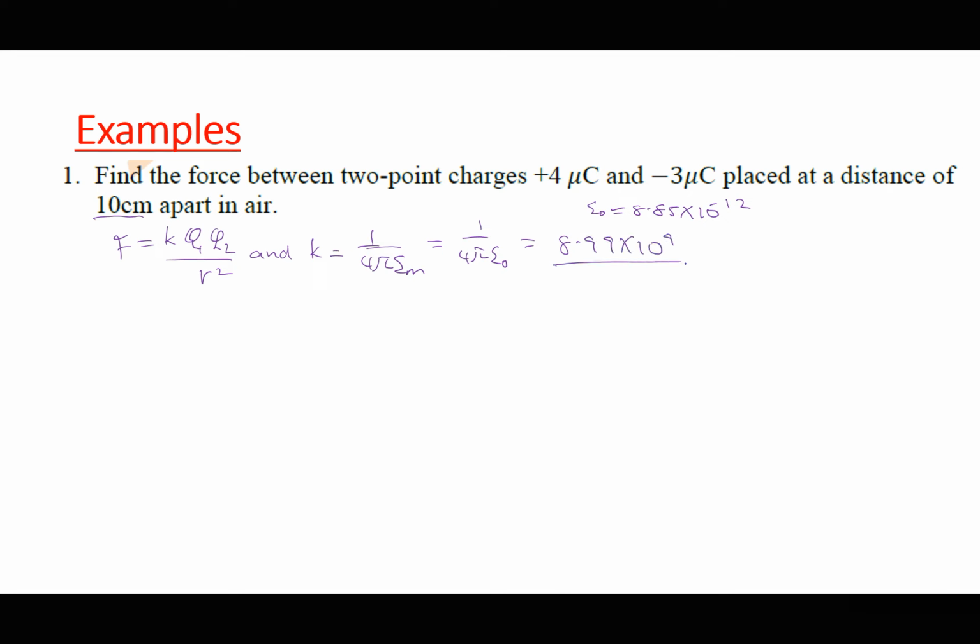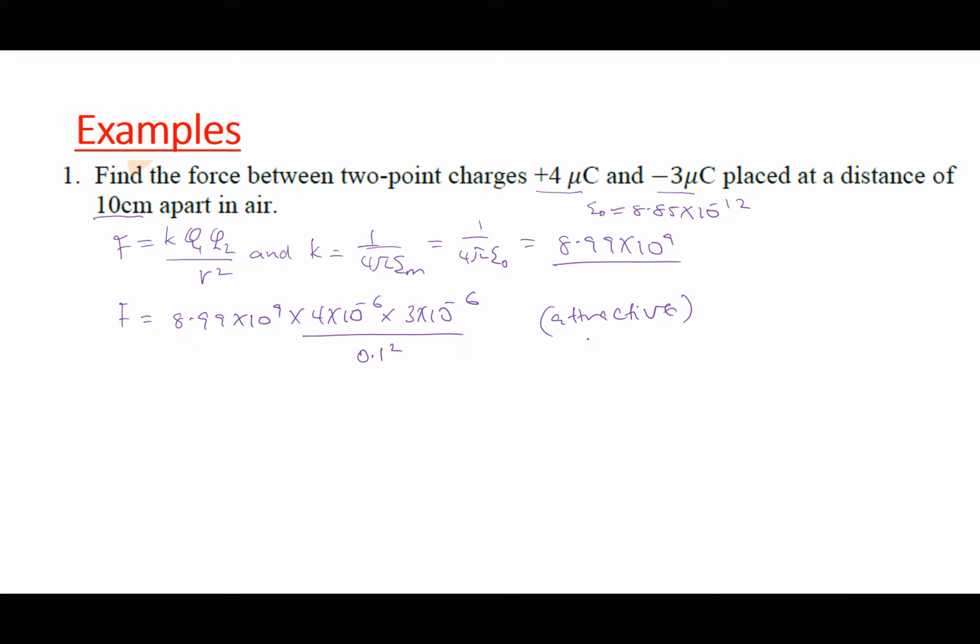Whenever they are placed in air or in a vacuum, I'll just be using 8.99 times 10 power 9 as the constant. So the force F will be equal to 8.99 times 10 power 9 multiplied by the product of the charges, which is 4 times 10 power negative 6 times 3 times 10 power negative 6, divided by the separation of the charges, which is 0.1 squared. I've converted 10 centimeters to meters. Because they are unlike charges, this is positive, this is negative, the force here will simply be attractive.